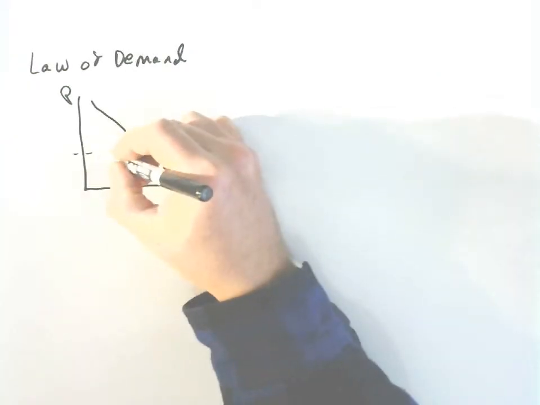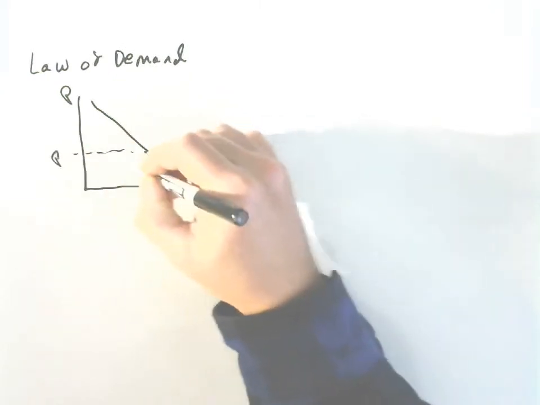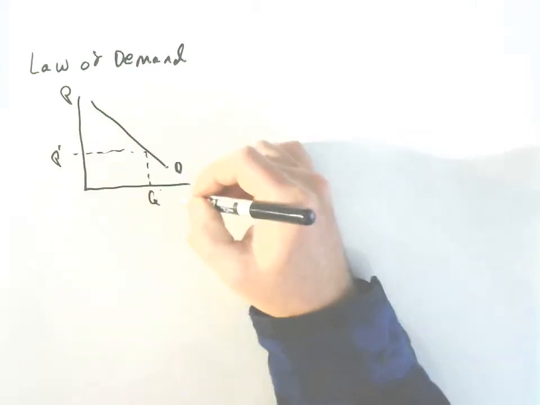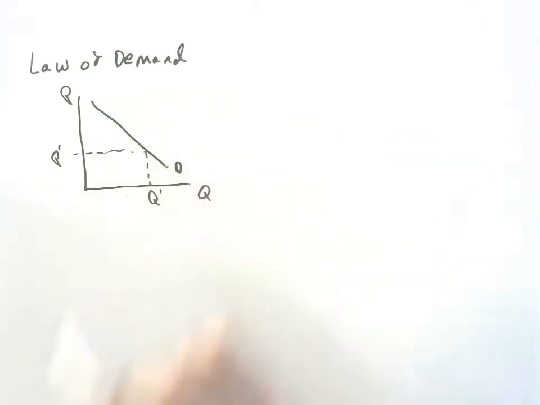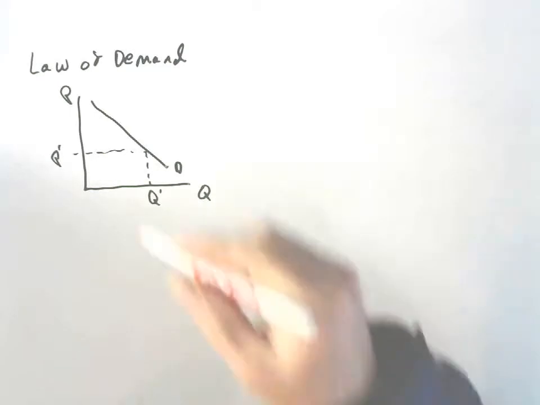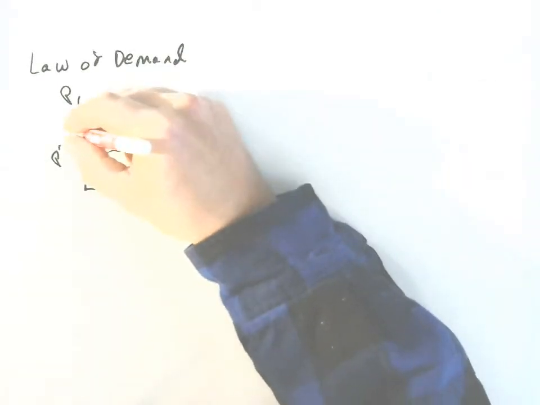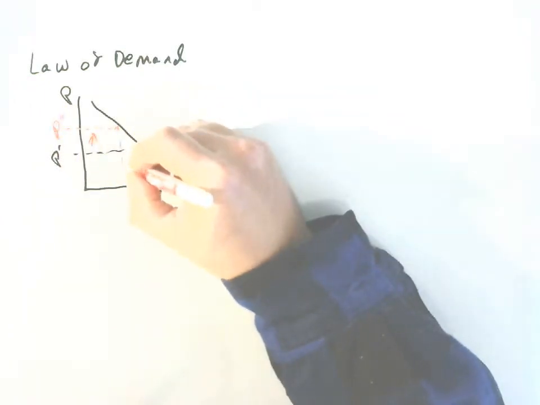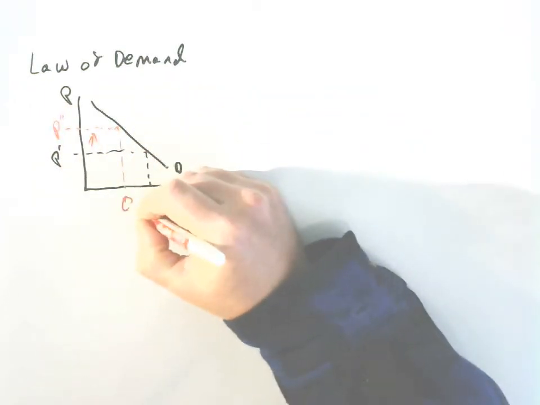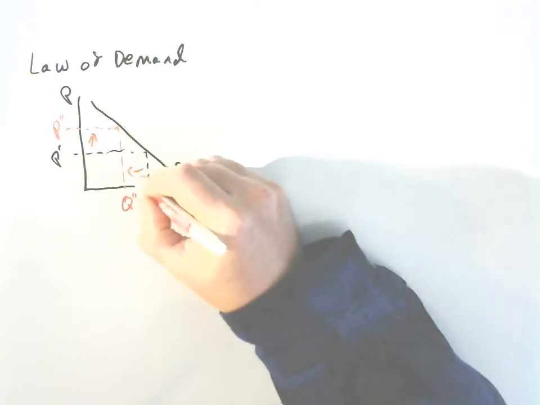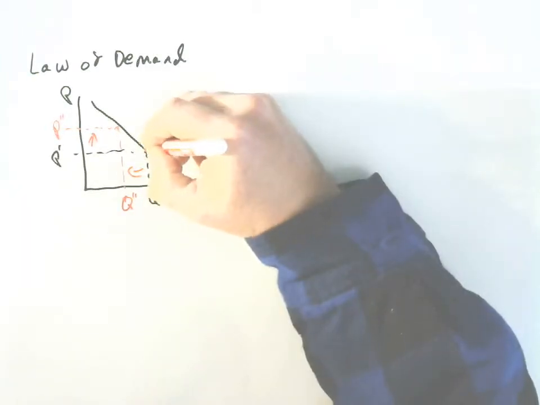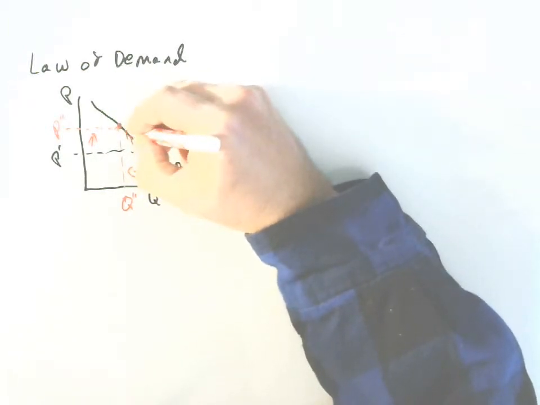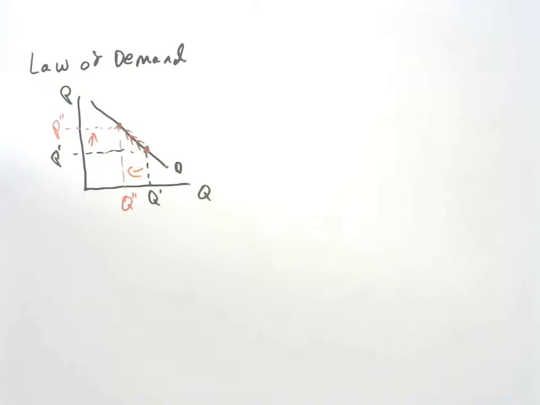If we raise the price of the product from P prime, where there's a quantity demanded, Q prime of the product, if we raise the price of the product to P double prime, the quantity demanded of the product will fall to Q double prime, and vice versa. In other words, you're moving from one point on the curve to another point on the curve.